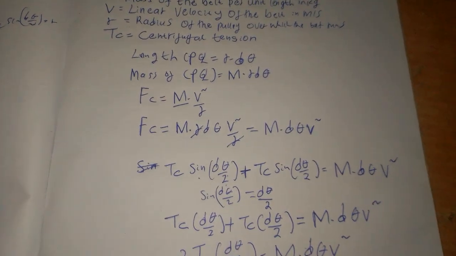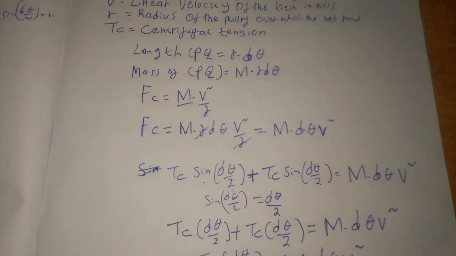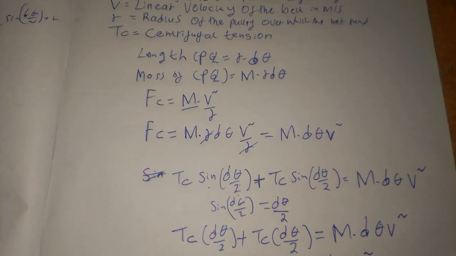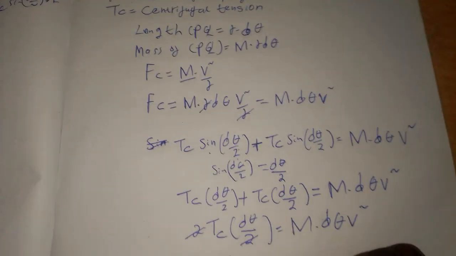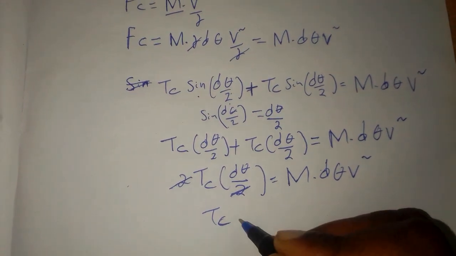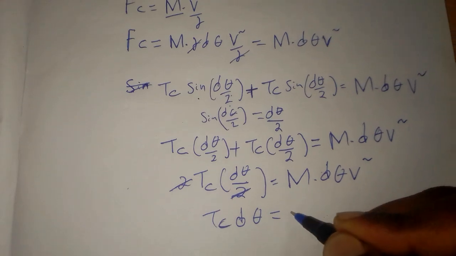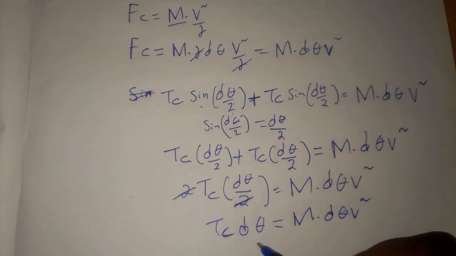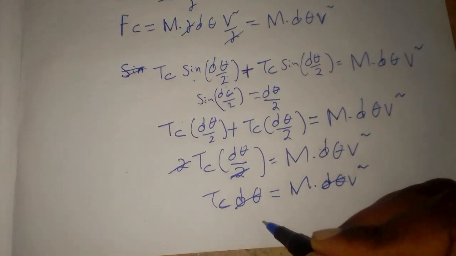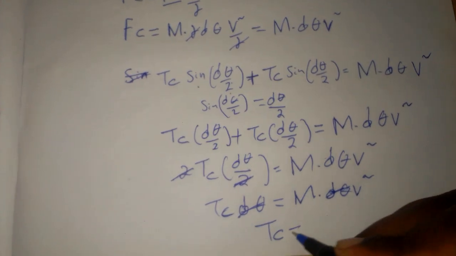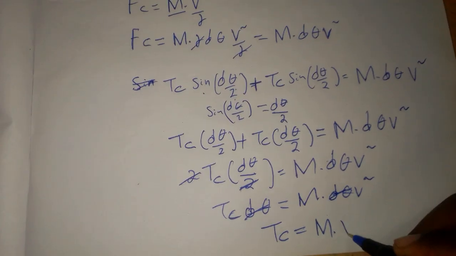Now, to find the centrifugal tension, we are going to cancel this. This 2 goes by that 2. Now Tc d theta is equal to m d theta v squared. This d theta goes by that d theta. Now Tc equals m v squared.